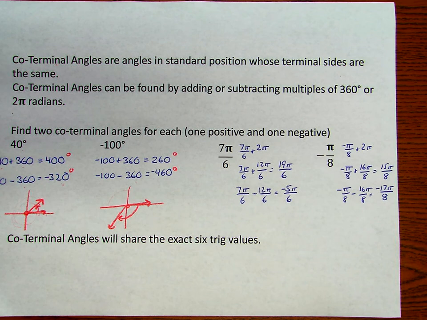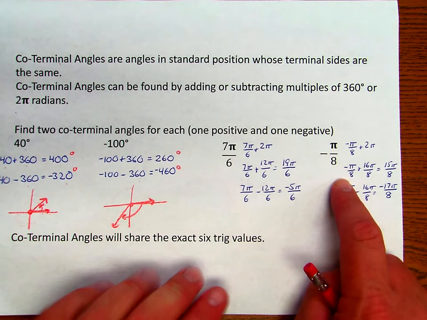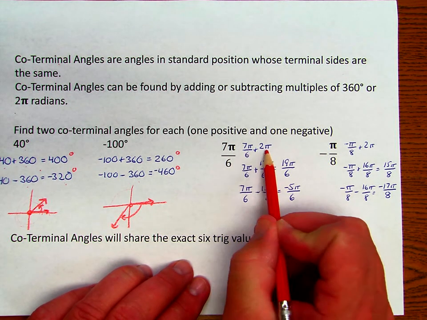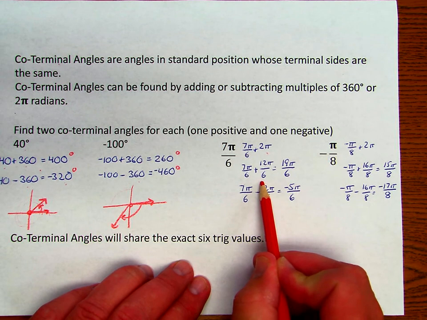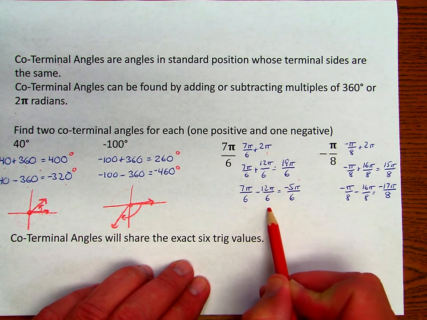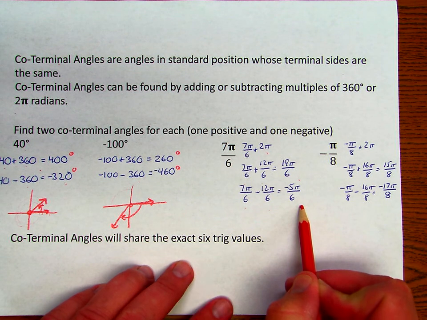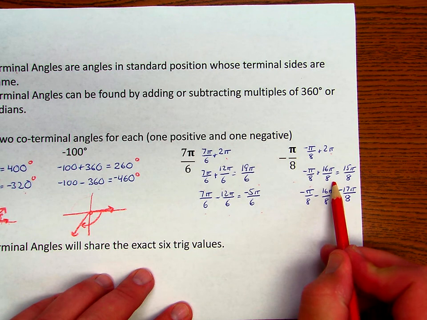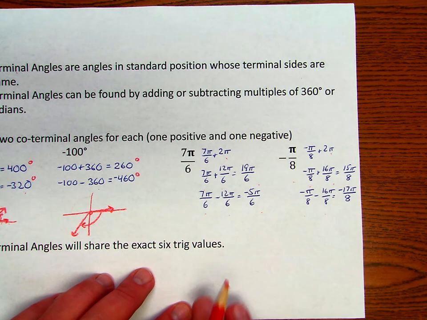All right, now 2 pi radians and 360 degrees are the same rotation. So if we have the same question, except in radians, instead of adding or subtracting 360, we're adding or subtracting 2 pi. So 7 pi over 6 plus 2 pi, give them a common denominator, there's a coterminal angle. 7 pi over 6 minus that same thing, coterminal angle. Negative example, add 2 pi, subtract the 2 pi, coterminal angles.